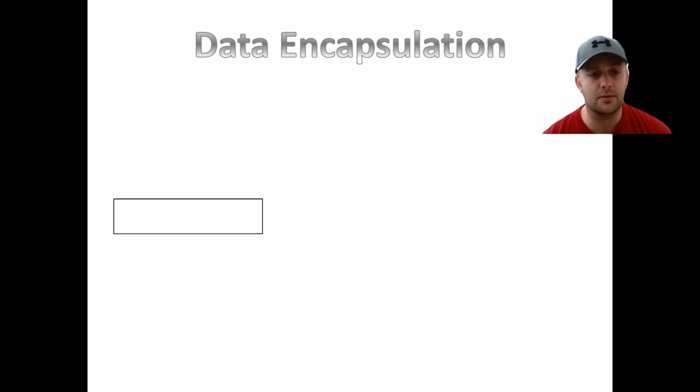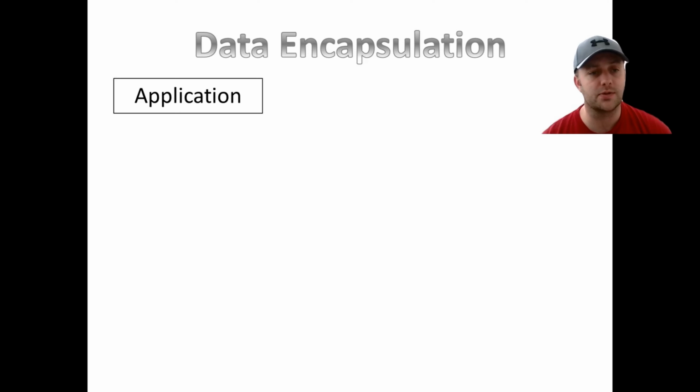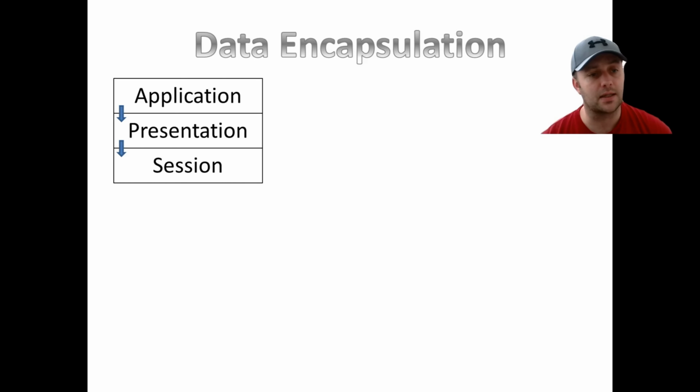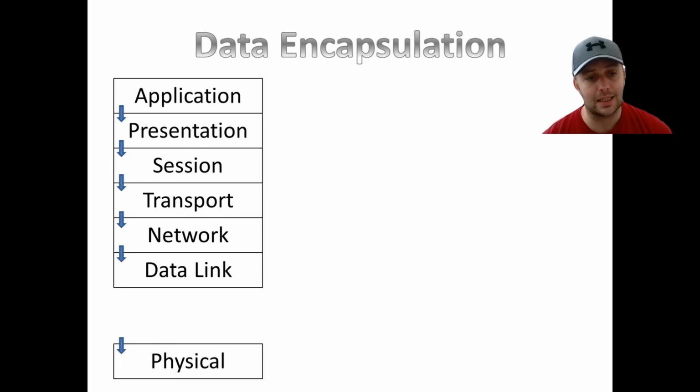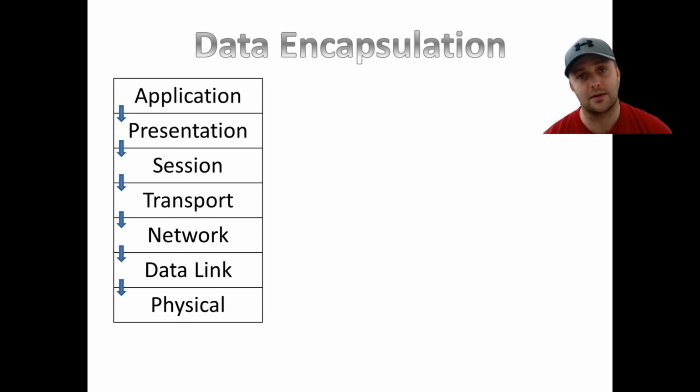Okay guys, so data encapsulation. We're going to look at the OSI model. It's also handy to reference the TCP model when you're looking at this, but this shows all 7 layers of the OSI model. So we have the application first, followed by presentation, then it'll get sent down to the session layer. The session layer sends it down to the transport layer, transport down to the network layer. The network layer hands it off to the data link layer, and then the data link finally sends it off to the physical layer. So this is the OSI model.